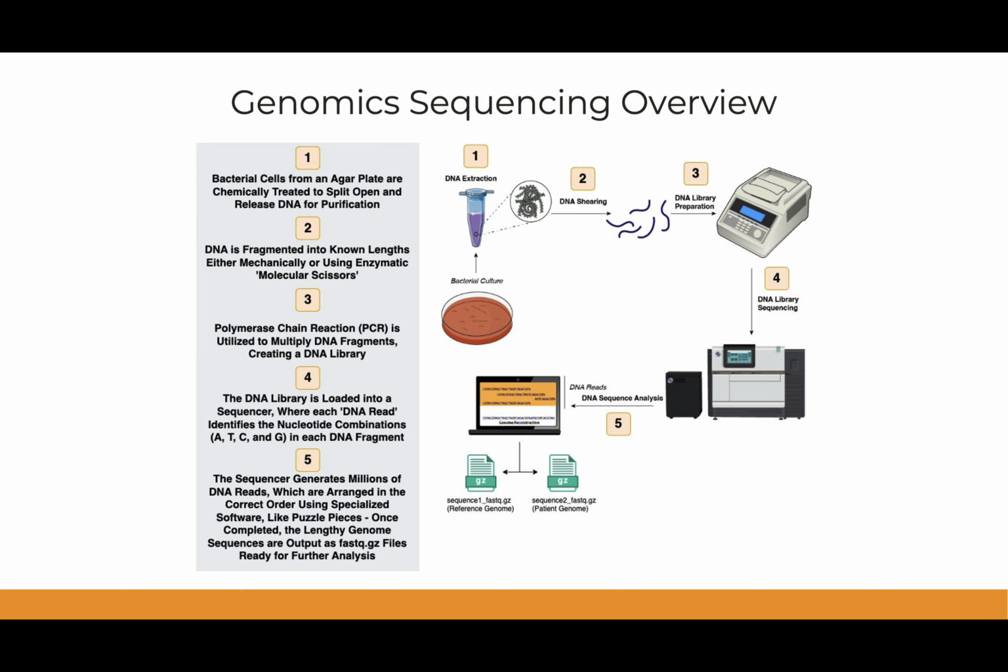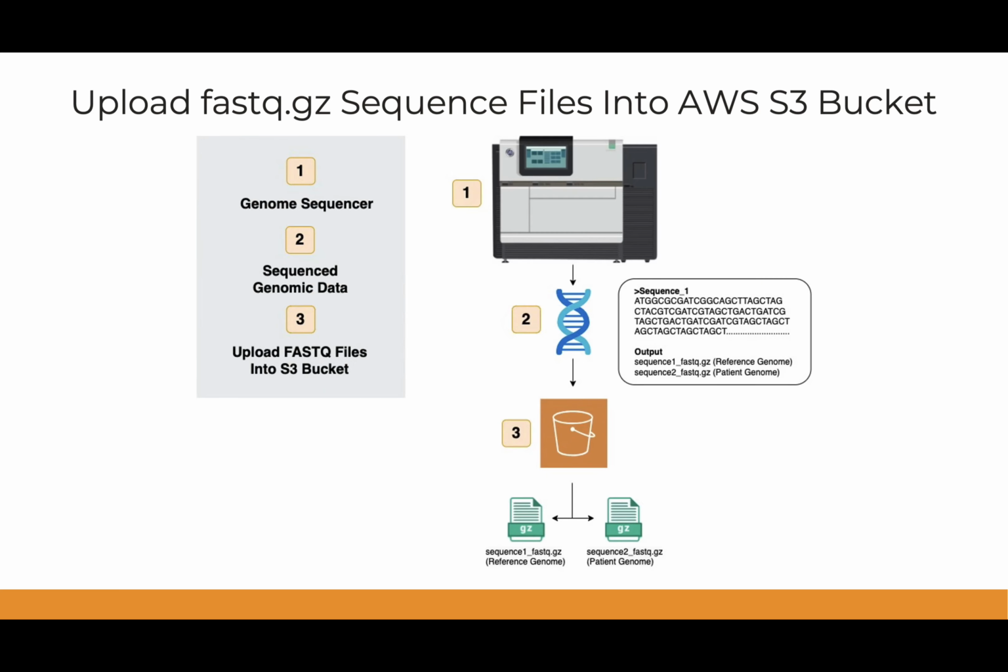We begin the process of genomic sequencing with the collection of bacterial cells. DNA is extracted from these cells and subsequently fragmented. This fragmented DNA undergoes amplification through polymerase chain reaction, or PCR. A sequencer then identifies the nucleotide combinations in these fragments. The result is a set of fastq.gz files that contain sequenced genomic data ready for deeper analysis.